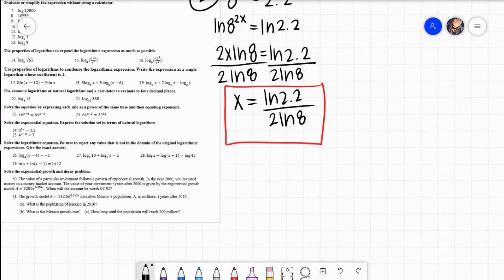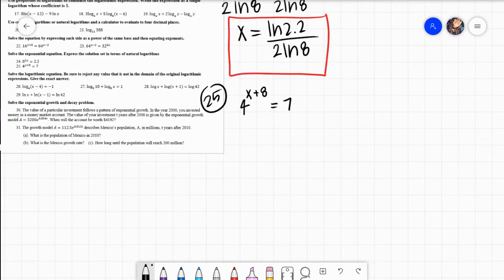Okay, so for problem 25, what we have is 4 to the x plus 8 equals 7. It told me to use natural logarithms. So I'm going to take natural log of 4 to the x plus 8 equals the natural log of 7. I'm going to do the same thing that I did in the previous problem. I'm actually going to bring the x plus 8, which is in the exponent, out front. So I have x plus 8 natural log of 4 equals the natural log of 7.